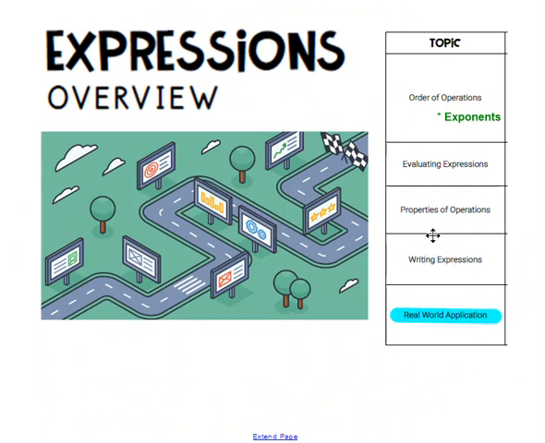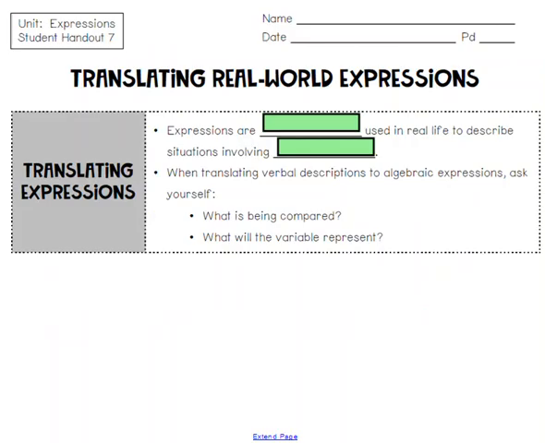Now it's going to bring in a lot of things. We've talked about properties, we've talked about evaluating expressions and knowing the order of operations. So this is kind of bringing it all together. So we have to be able to summarize that. Let's jump right to the first part here. Translating expressions. Expressions are frequently used in real life to describe situations involving comparisons. We do this a lot. Pause if you need to write that down.